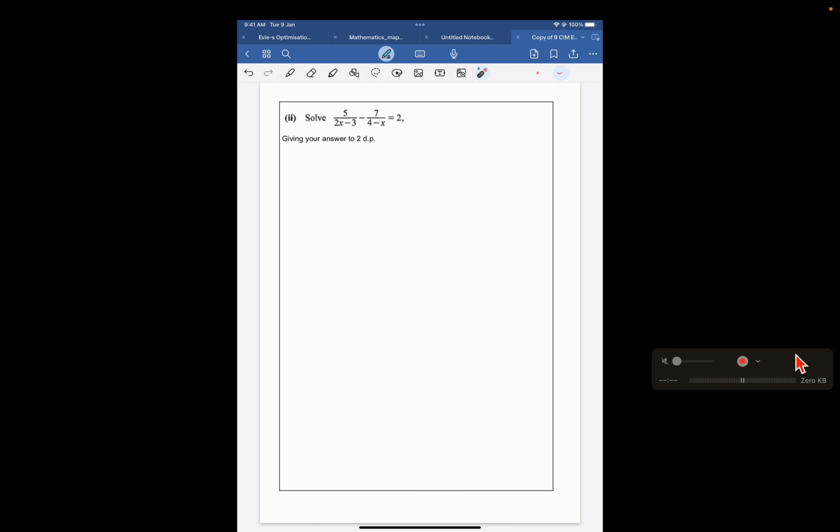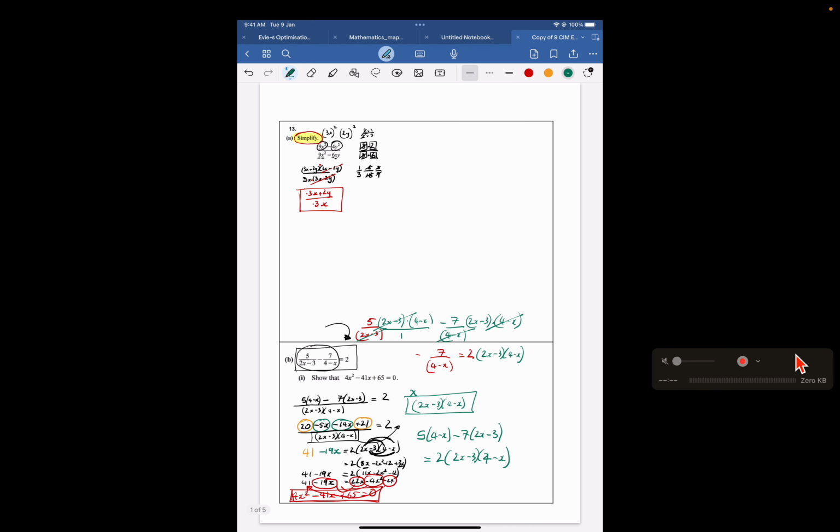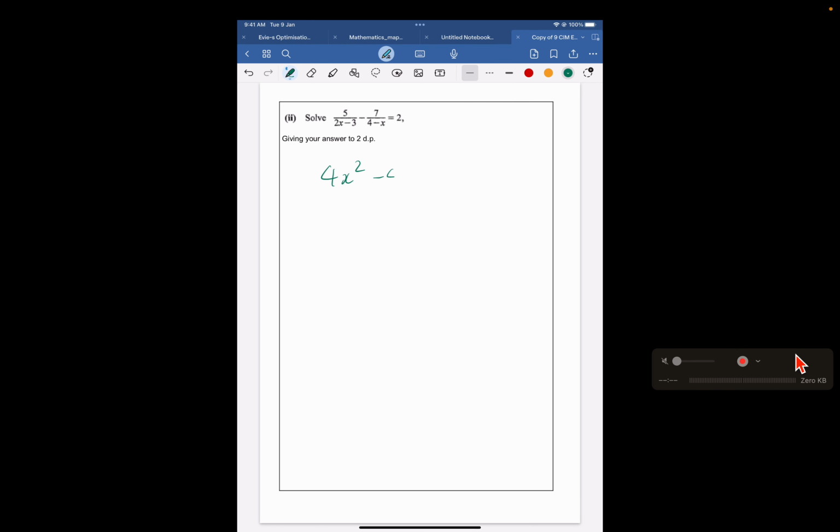Its equivalent equation was 4x squared minus 41x plus 65 equals 0. So we don't have to do anything with this equation. We don't have to make it a common denominator, or times through by a common denominator. We've already done that for the previous part. The key thing here is answer to 2dp.